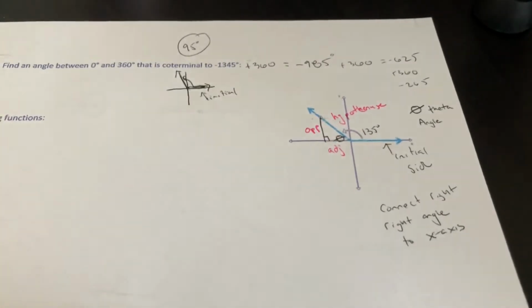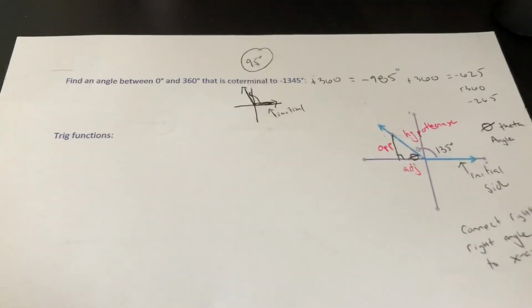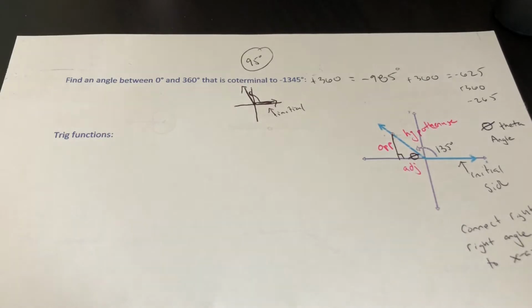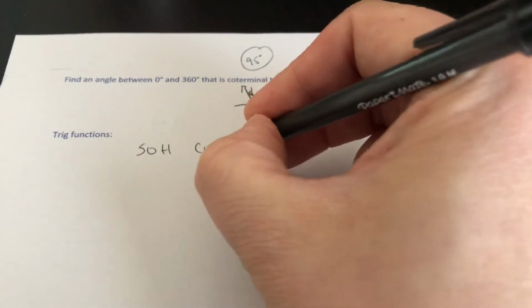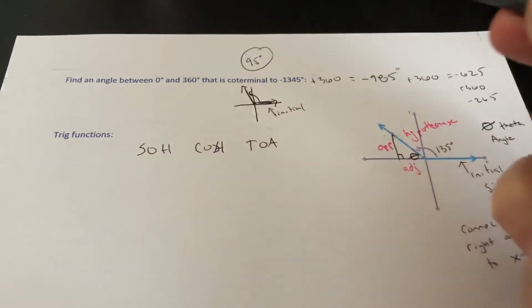So what we're going to do is take those side lengths and study what's called a trig function. Sometimes it's referred to as a trig ratio as well. A lot of people get confused about this. This is your SOHCAHTOA, your sine, your cosine, your tangent.